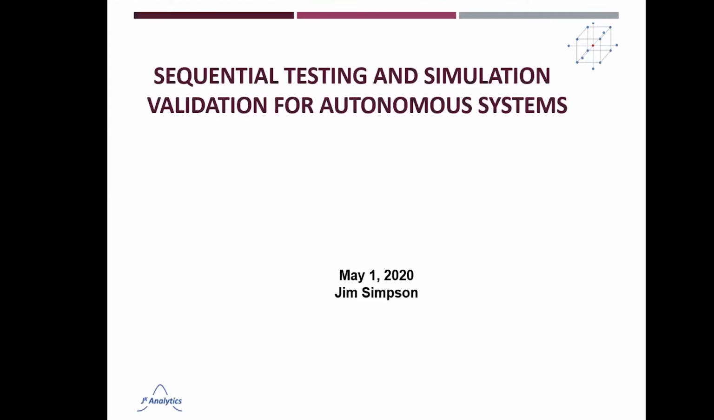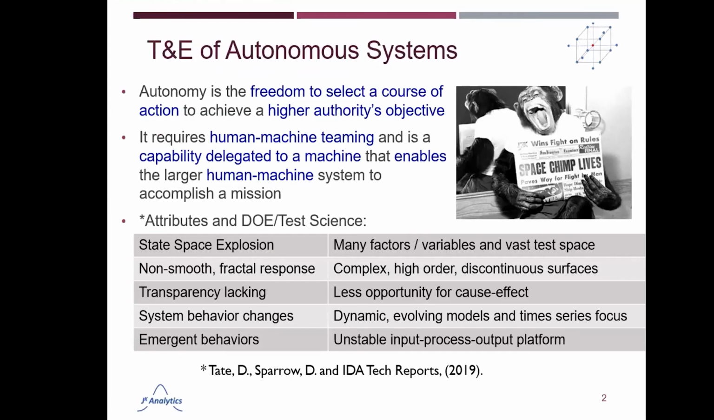I think this will segue nicely into maybe another way to look at our types of problems in statistical engineering. This is focusing on DoD, at least right now, but it's a general problem that we're facing in the Department of Defense, where we have autonomous systems, or systems that are being conceived, built, and produced that have some degree of autonomy. So what do we mean by that? A lot of different definitions out there, and not sure everybody agrees, but essentially, we're talking about the freedom to select a course of action, as you see in the first bullet, to achieve a higher authority objective.